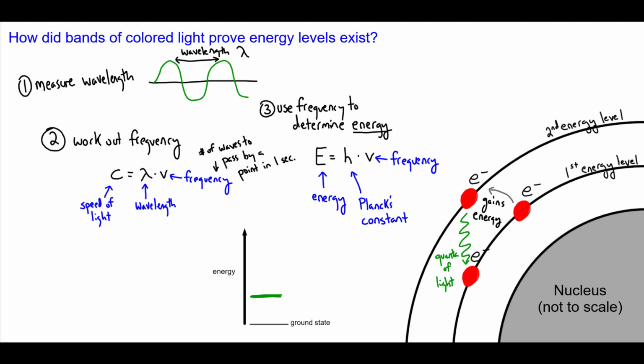Now, if this electron fell back to the first energy level, it could be boosted up again, but this time it might gain enough energy to go up to the third energy level. And if that were to happen, it would fall back to the ground state, but it would emit a totally different color of light, and that would be recorded on that color signature. Remember, each band of light represents the different amount of energy that the electrons have gained.